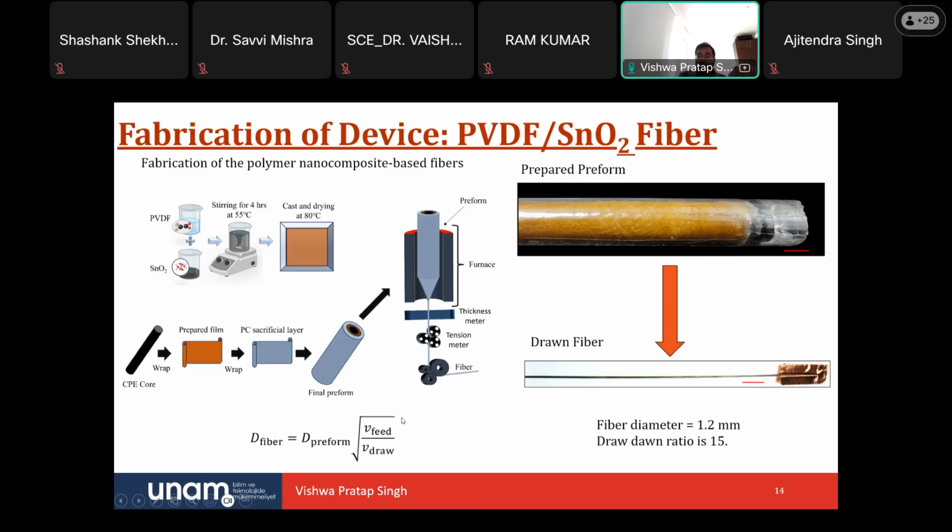So the reduction depends on how much you are giving. D preform is the diameter of your preform, and D fiber is the diameter of the fiber. It depends on how fast you are heating it and how fast you are drawing it. V feed is how fast you are feeding, and V draw is how fast you are drawing.